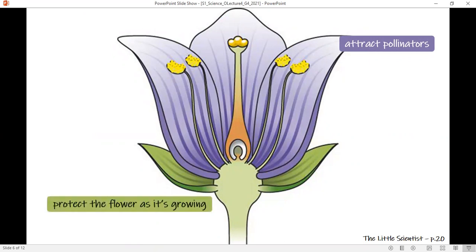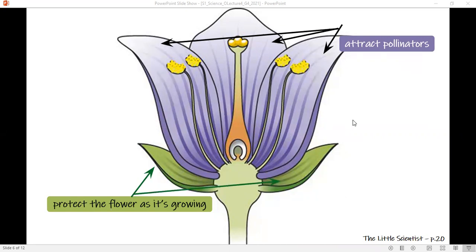So petals, these purple parts in this case, in this flower, attract pollinators. They attract animals with their beautiful smell and beautiful colors. Sepals, which are these leaf-like structures, protect the flower as it is growing. They protect the bud, the young flower.